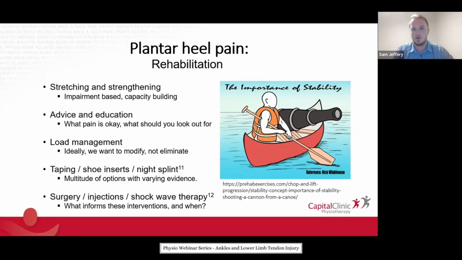We need to make sure that we're not just looking to strengthen the foot or just strengthen the calf. We want to strengthen that whole limb, because those are the type of patients that go out and come back with the same issue not too long afterwards.